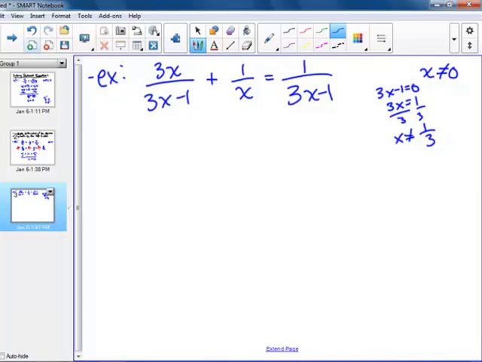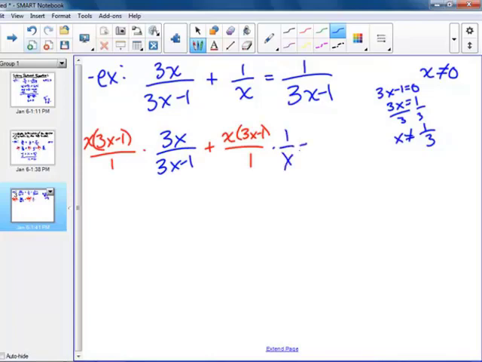Okay, so now I'm going to figure out what my least common denominator is going to be. So I need a 3x minus 1, and I need an x. And that'll take care of all my denominators. So I'm going to multiply that over 1 by each term. X, 3x minus 1 over 1 times 3x over 3x minus 1. Bring down my 1 over x. And then x, 3x minus 1 over 1 times 1 over 3x minus 1.